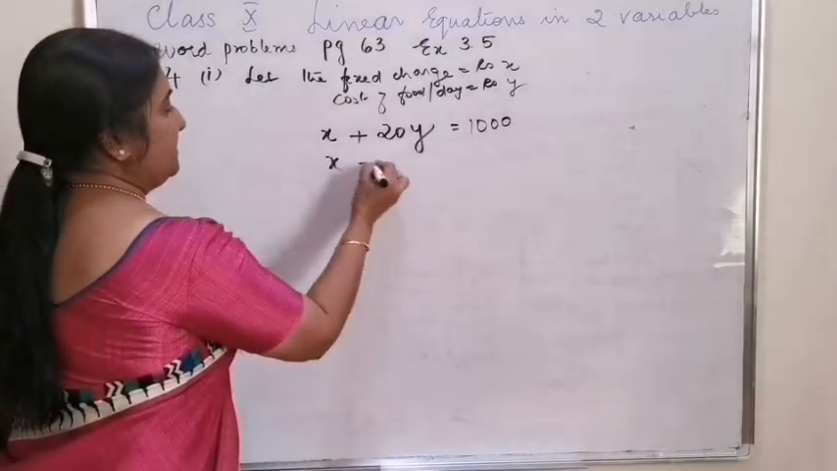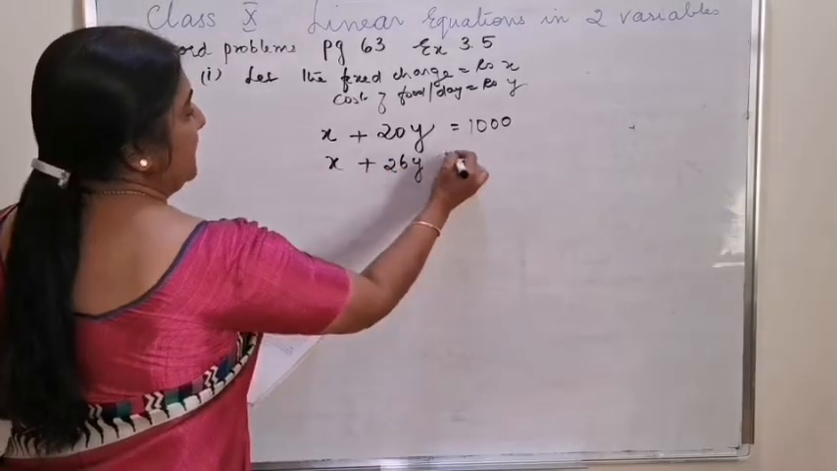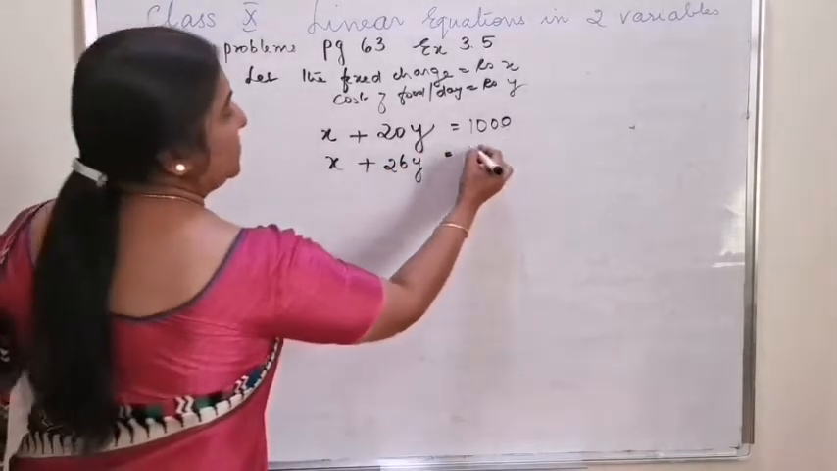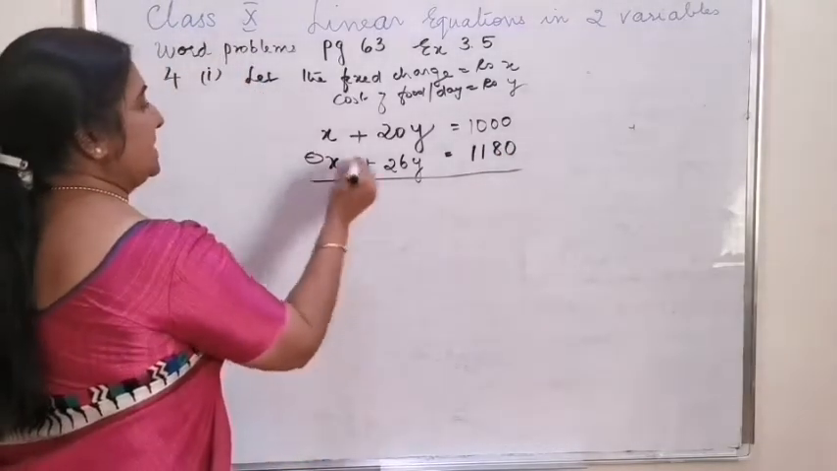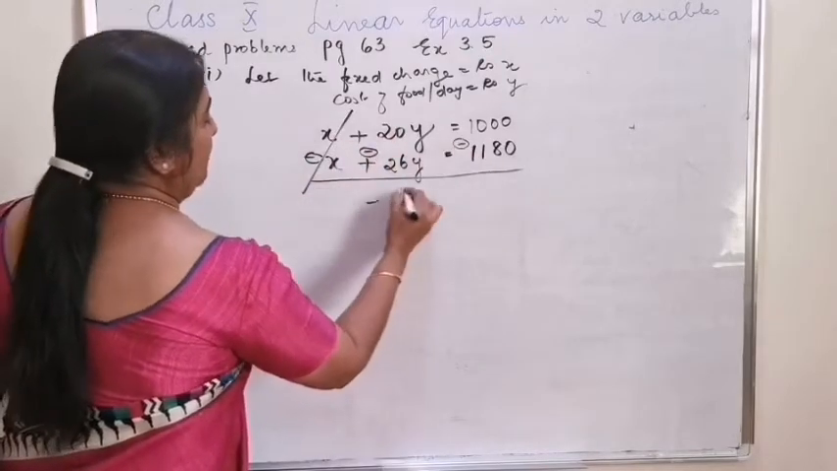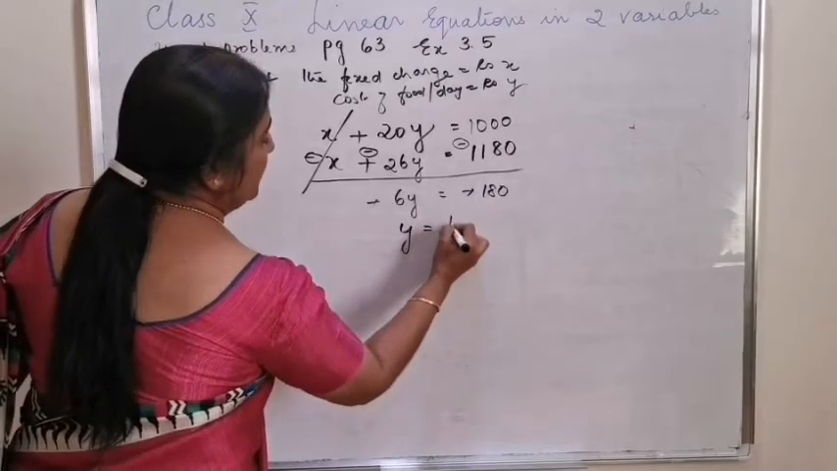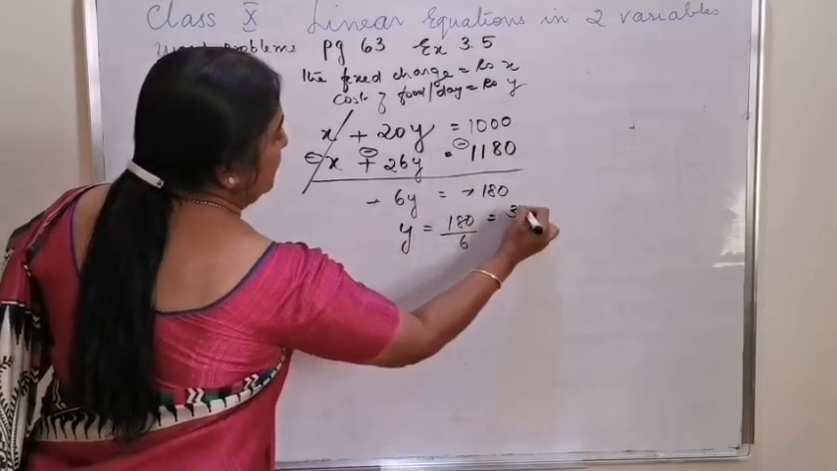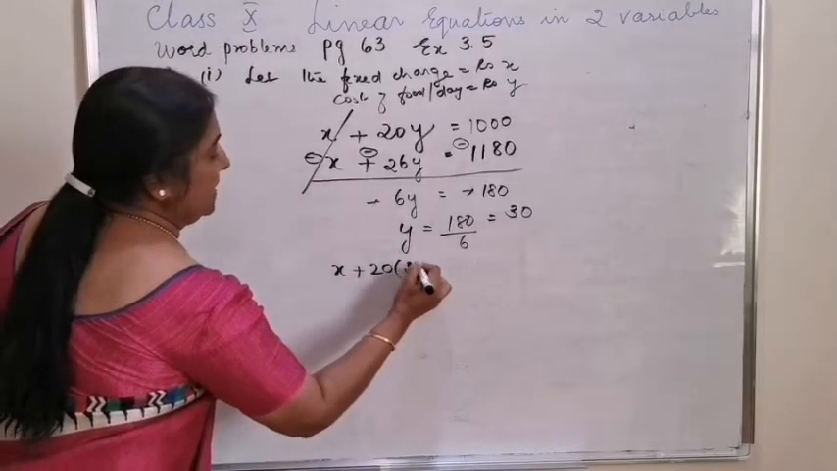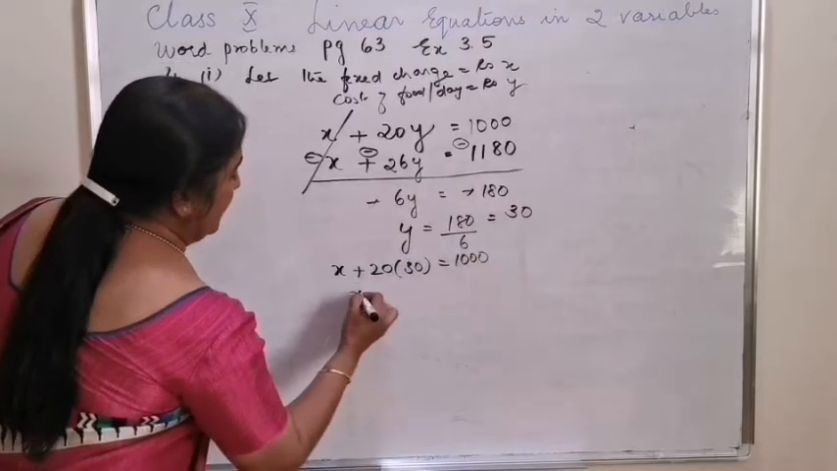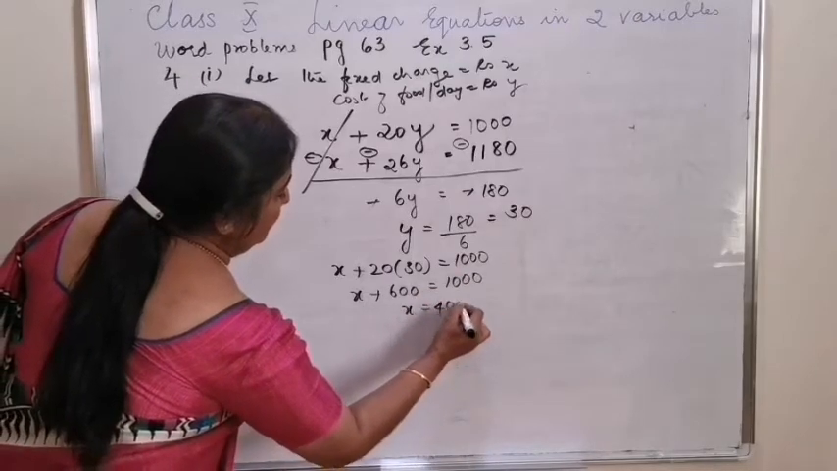Similarly, another student, fixed charge is x, and she takes food for 26 days and the total amount she is giving is 1180. So these are the two equations. Changing the sign, minus 6y is equal to minus 180, or y is equal to 30. And if you substitute, x plus 20 into 30 is equal to 1000. x plus 600 is equal to 1000. x is equal to 400.